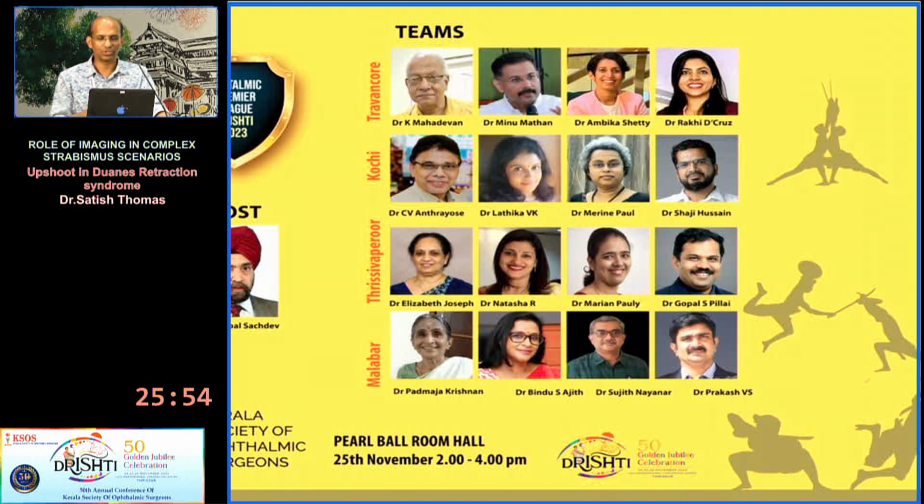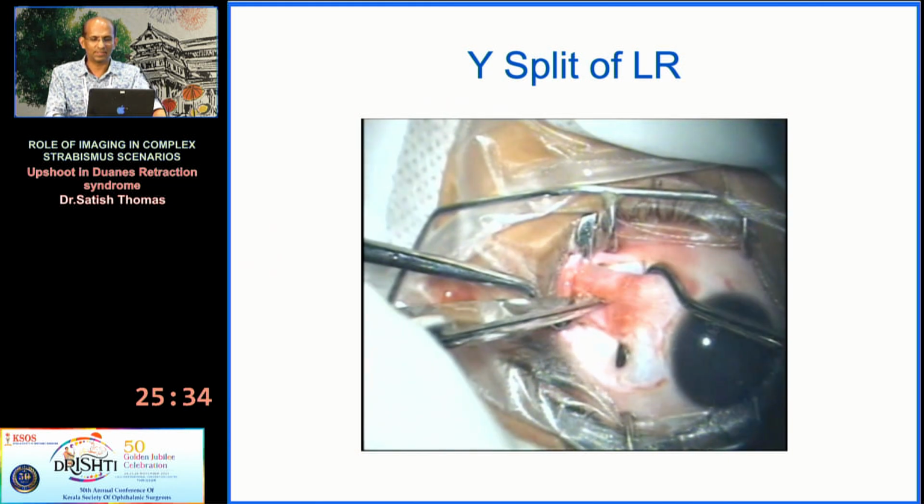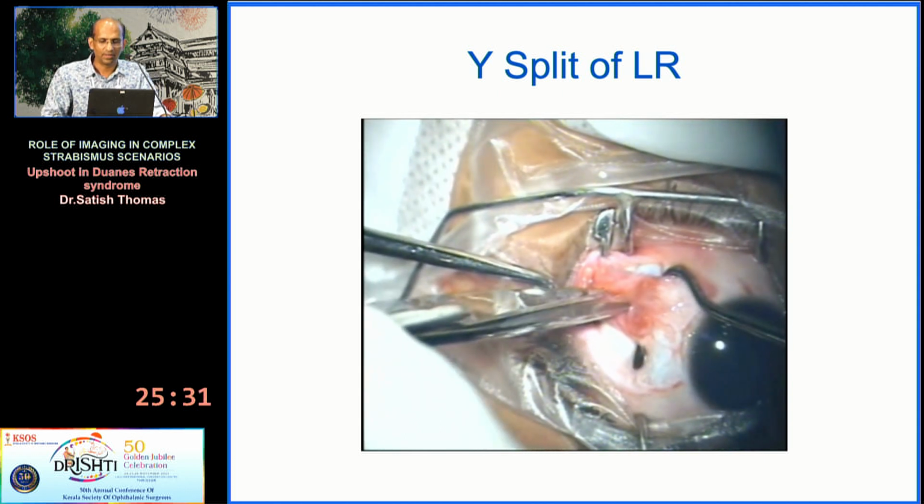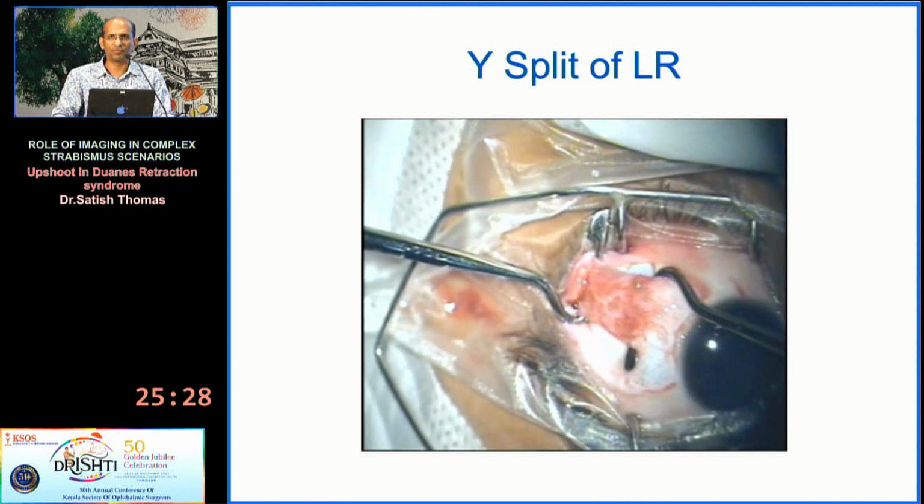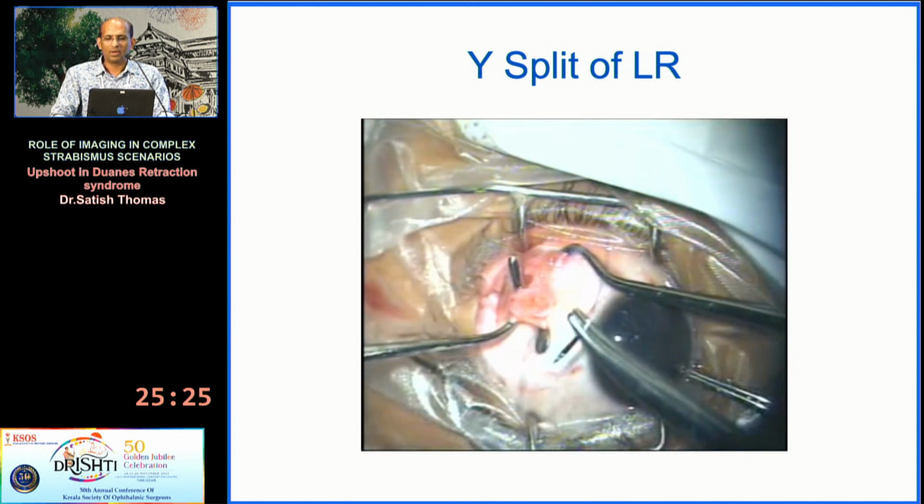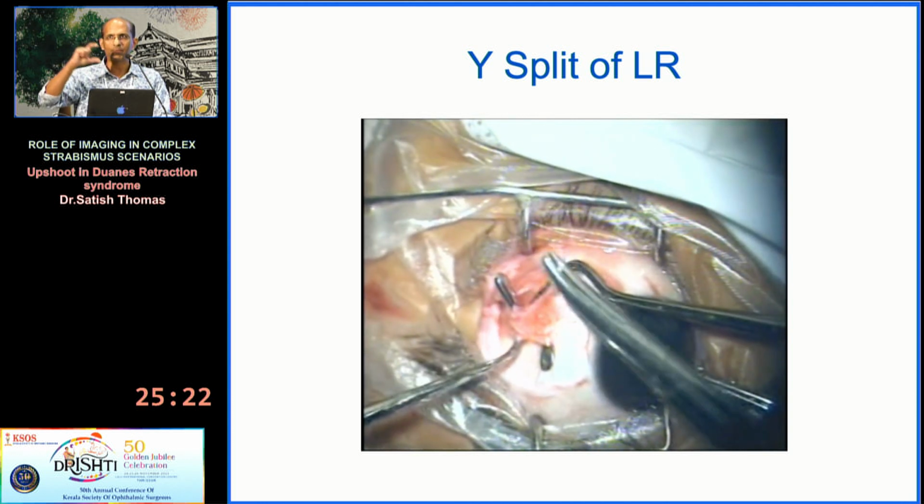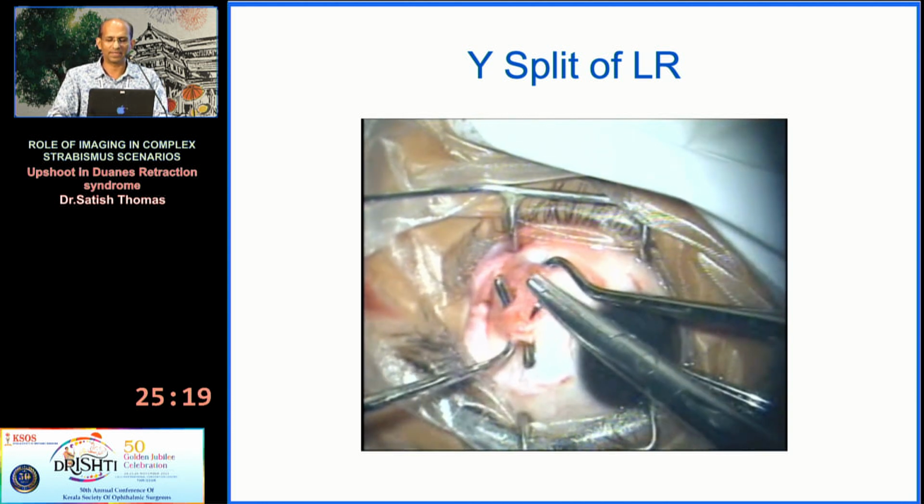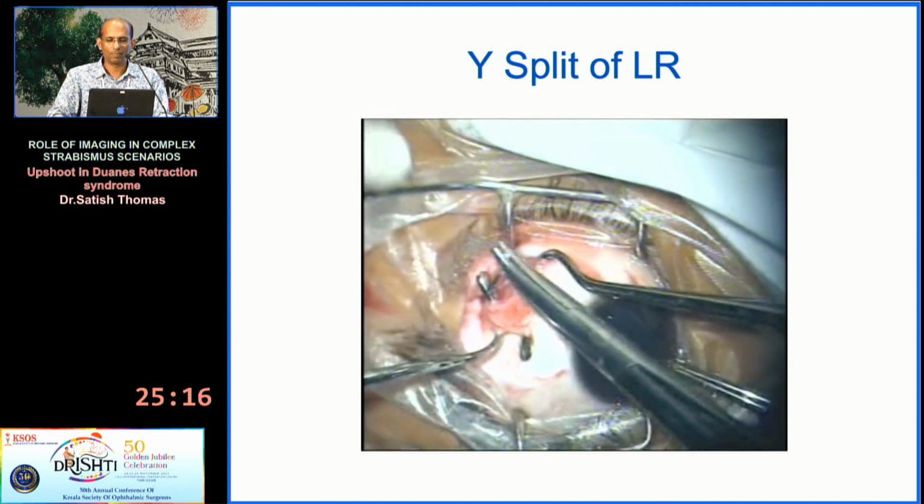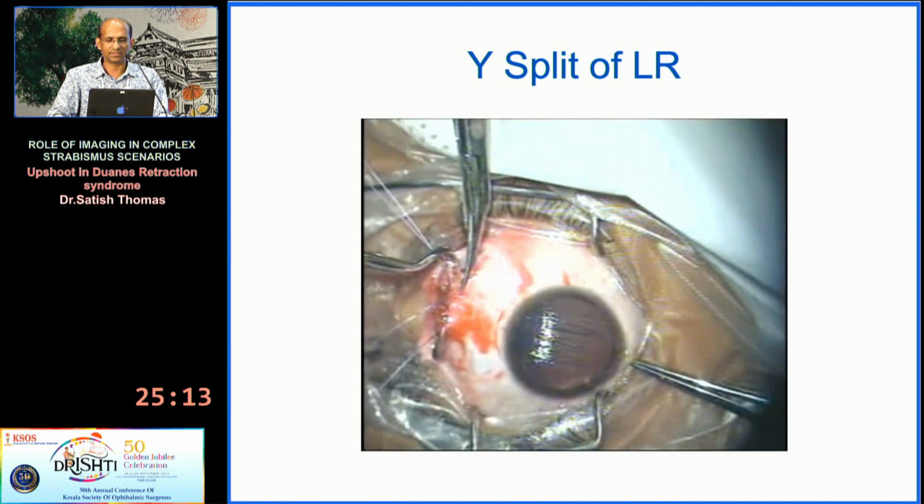Regarding the child with the upshoot, what I did here was a Y split of the lateral rectus. So Y split of the lateral rectus is being done here. Lateral rectus is isolated, and then it is split in the center before disinsertion. And then the two separate limbs of the lateral rectus are secured separately, and then it is disinserted.